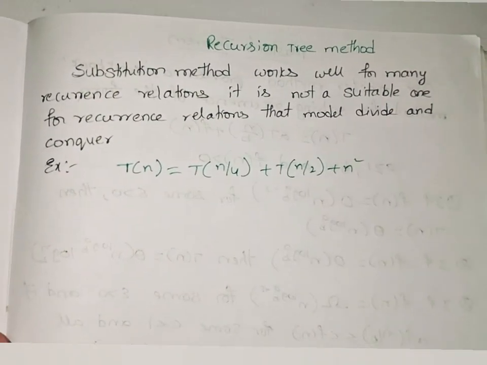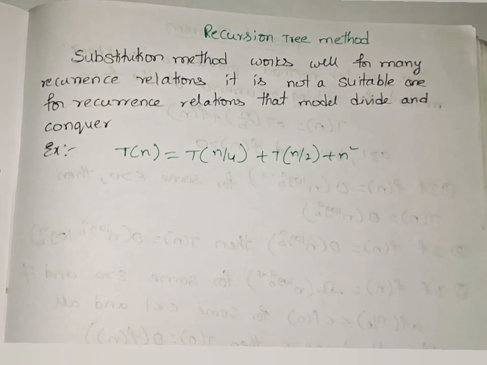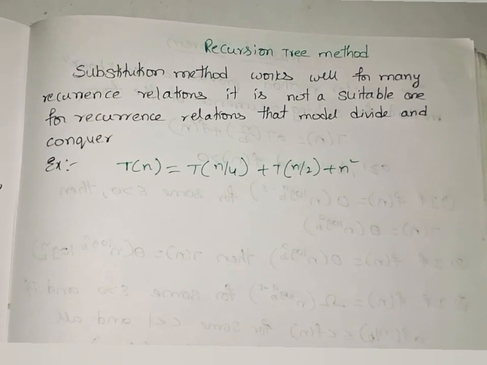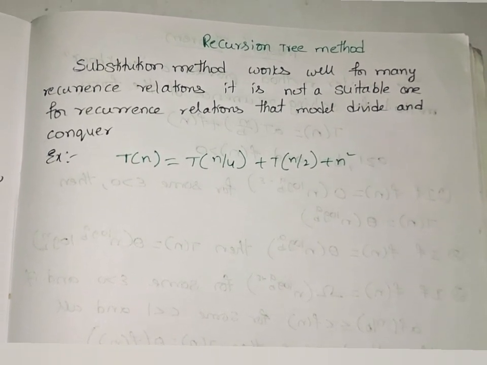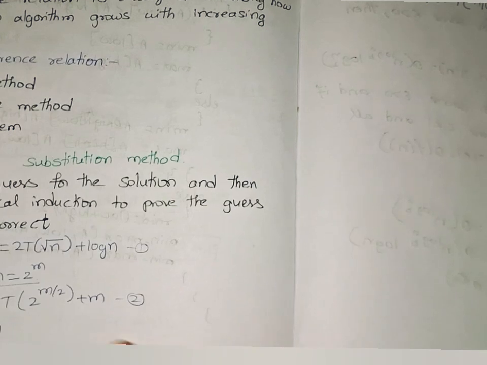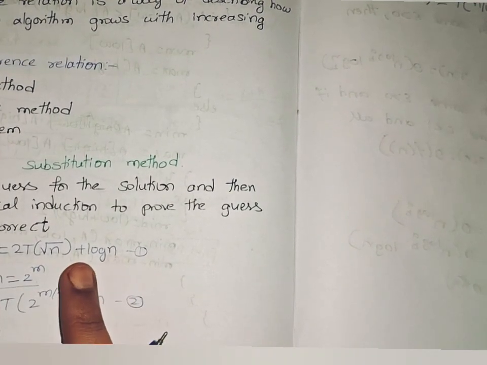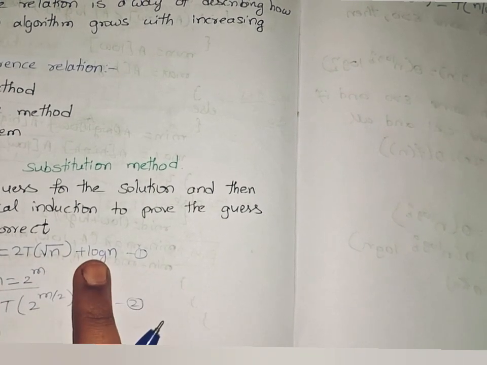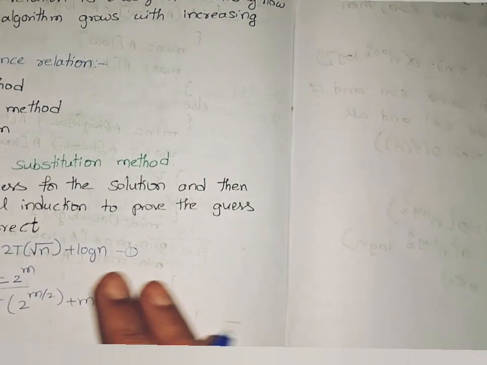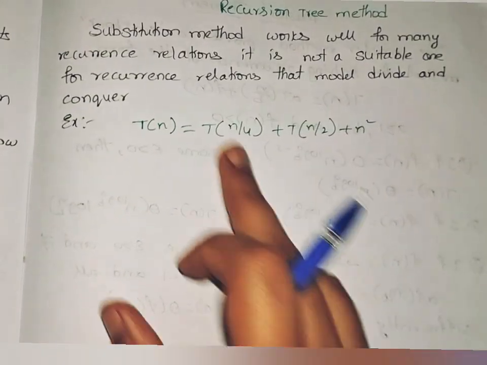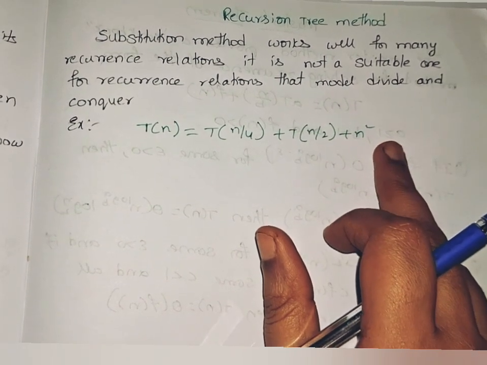But the substitution method works only for certain types of recurrence relations. Suppose the example given here is T(n) = 2T(root n) + log n. For this type of example we can use the substitution method. But if this kind of recurrence relation is given, we can't apply the substitution method, so we have to follow the recursion tree method.